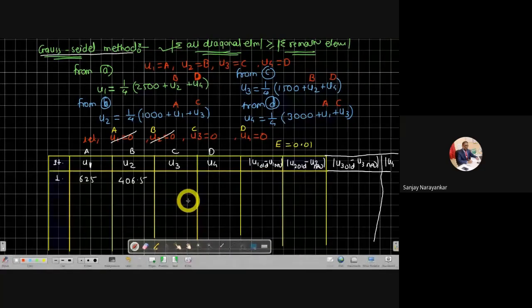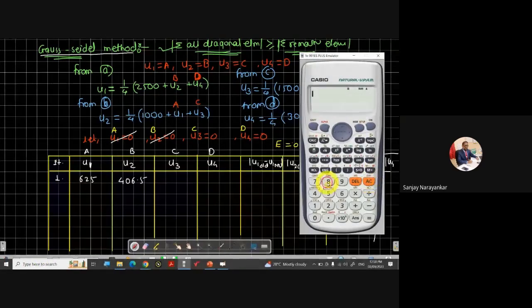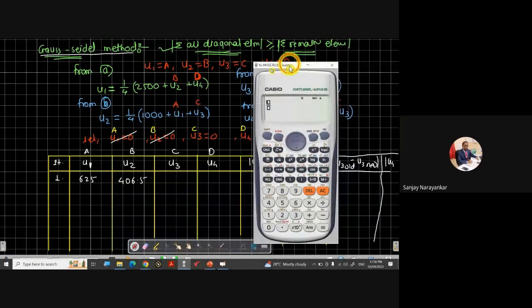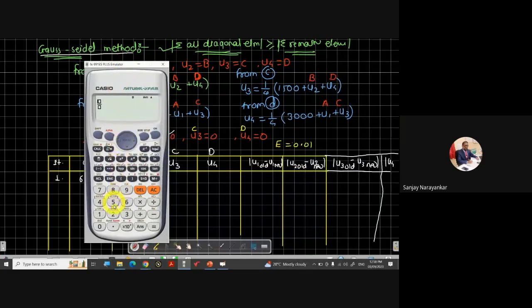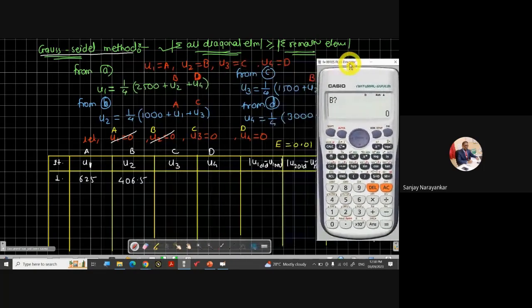Similarly, can you find out U3? U3 के लिए now I have to write a formula. बताओ क्या है? 1500 प्लस U2 मतलब अल्फा B प्लस U4 मतलब अल्फा D. इक्वेशन एक बार चेक करो, करेक्ट है. अगर इक्वेशन गड़बड़ हो गई यहाँ पे लिखते वक्त तो पूरा सोल्यूशन, even though you know the methods, पूरा गलत हो जाएगा. सो कैलकुलेट. Now let us calculate this.